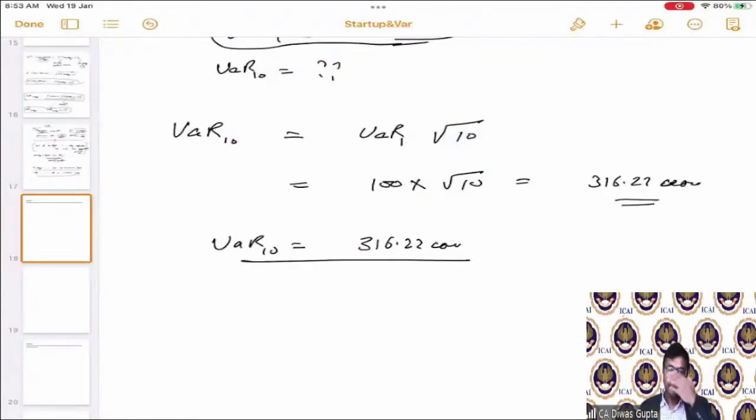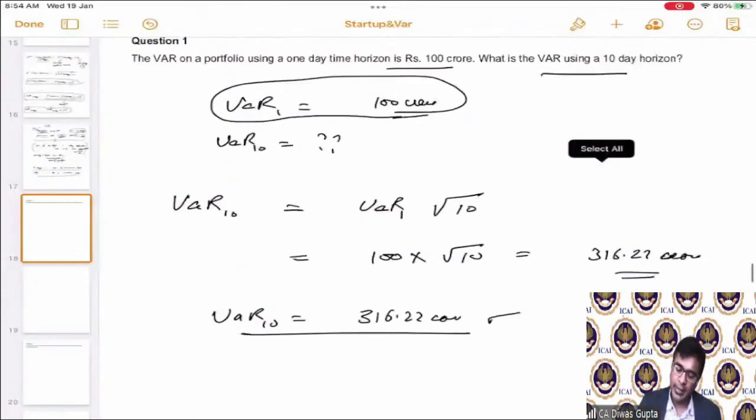Simple. So what does this mean? For a 10-day horizon, the maximum loss that can happen to the portfolio is 316 crore. In 1 day, the maximum loss that can happen is 100 crore. Simple. In this, the level of confidence and significance is not given, hence I'm not using that anywhere, and that's not even required as well.